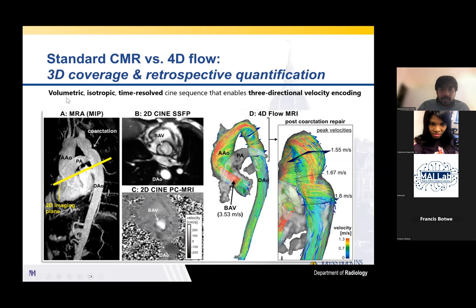So we talked about how it requires volumetric isotropic time-resolved sequences, and you essentially have three-dimensional velocity encoding. You can essentially set up any plane and get the quantification based off that. So here, a plane cuts through the aortic valve. You can see that there is a bicuspid aortic valve, two leaflets. Here's the flow coming at us. So essentially, you can create similar images as a phase contrast based on your plane. And you can set up planes in many different places in all acquired data.